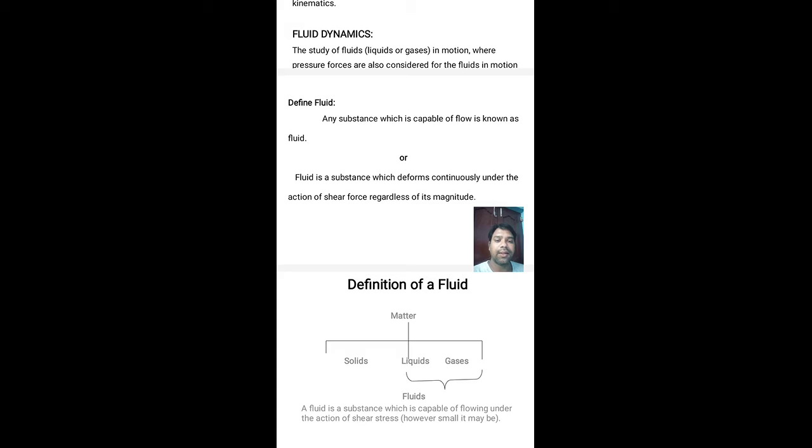It is a substance which deforms continuously under the action of shear force, regardless of its magnitude. If you take a fluid, it will go on deforming continuously under the action of shear force, right? However small the force may be, it will go on deforming continuously, regardless of its magnitude. So there are two definitions of the fluid. A simple definition is that any substance which is capable of flow is a fluid, right?